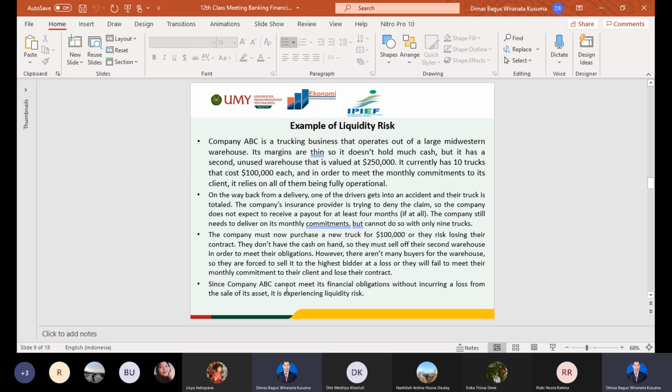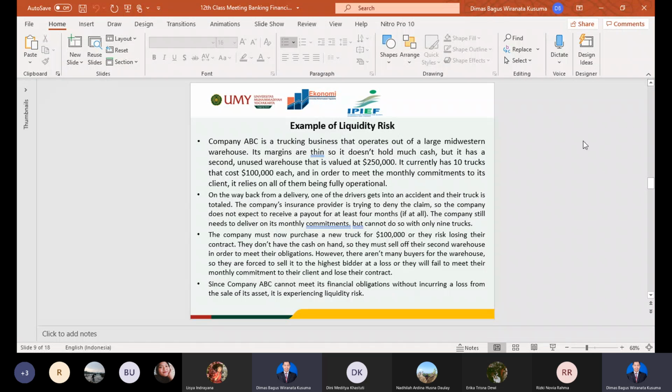Since company ABC cannot meet its financial obligation without incurring a loss from the sale of its asset, it is experiencing liquidity risk. You can imagine the story here. Liquidity risk means the inability of the company or the banks to meet the financial obligation to second parties, because the available asset cannot be converted into cash, so the obligation cannot be paid back because the asset cannot be sold.